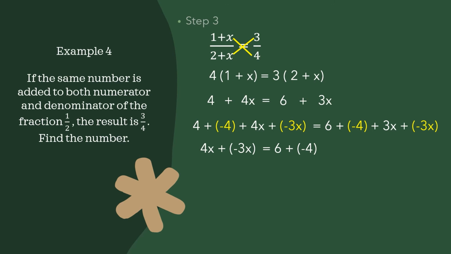That is the way of combining similar terms. And then we have 4x plus negative 3x is x, and 6 plus negative 4 is 2. Therefore, x is equal to 2.